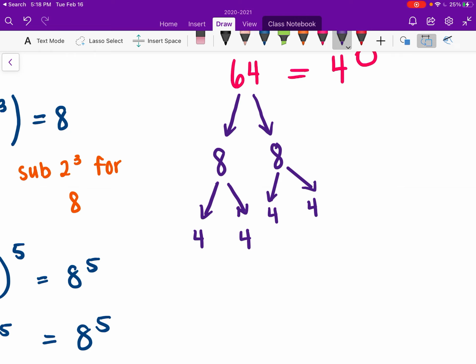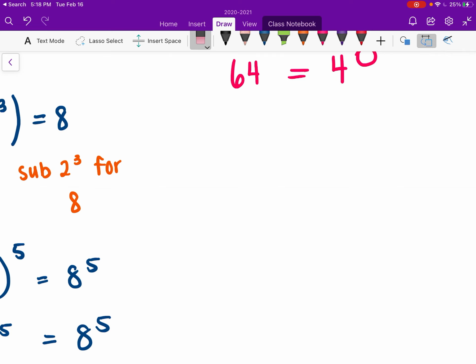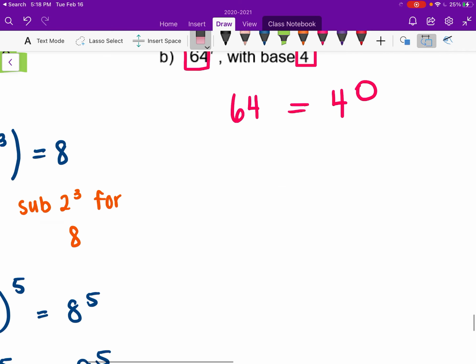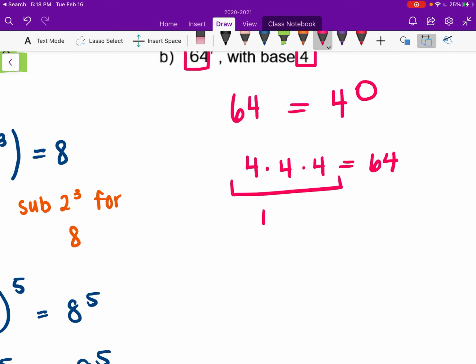4 times 4 gives me 16, times 4 will give me 64, right? So I just like to go through it like that, try to break it down as much as I can. So I know that if I do 4 times 4 times 4, it's going to give me 64. So I know 4 to the power of 3 is equal to 64.